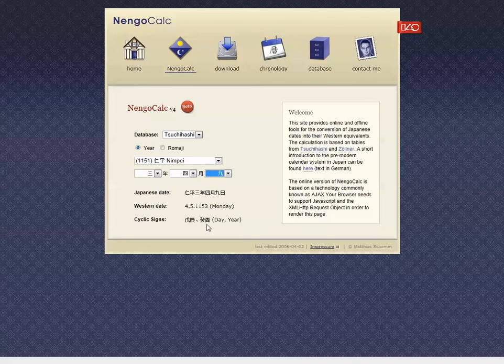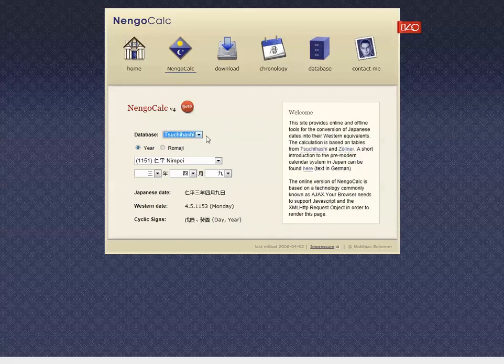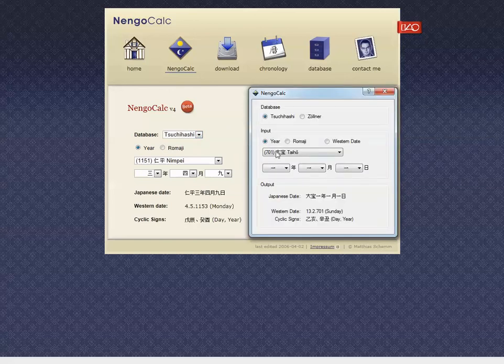So why am I recommending that you download it? Well, here's the answer. I'm going to bring up what that window looks like if you download it. If you download Nengo Calc and you start running it, you get a slightly different interface. So database choice, okay, that's there. Same idea, because you only have 2 to choose from. And the input, you get the year, romanization, and look there, Western date. You can go in the other direction.